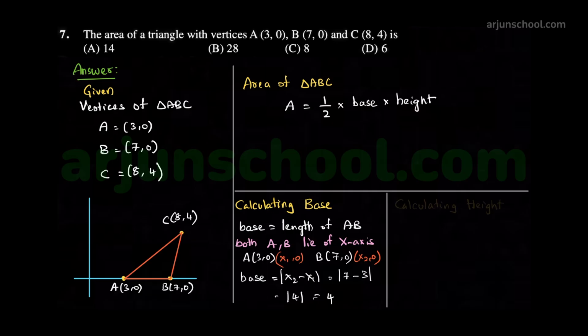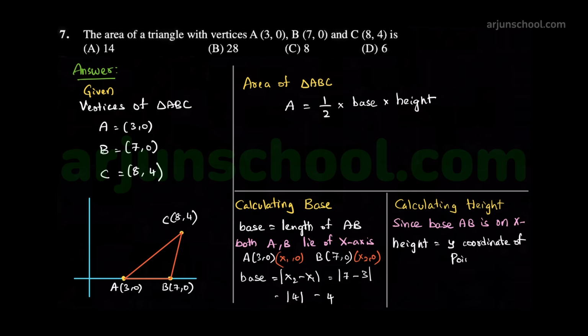Now let us calculate the height of this triangle. Since base AB is on x-axis, height is the distance of the point C from x-axis. And what is the distance of a point from x-axis? Y coordinate. Therefore, height is equal to y coordinate of point C, which is equal to 4.